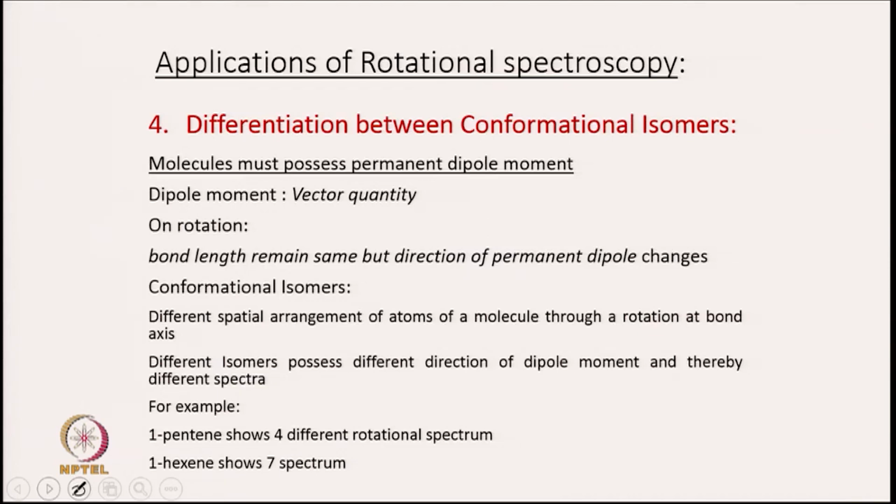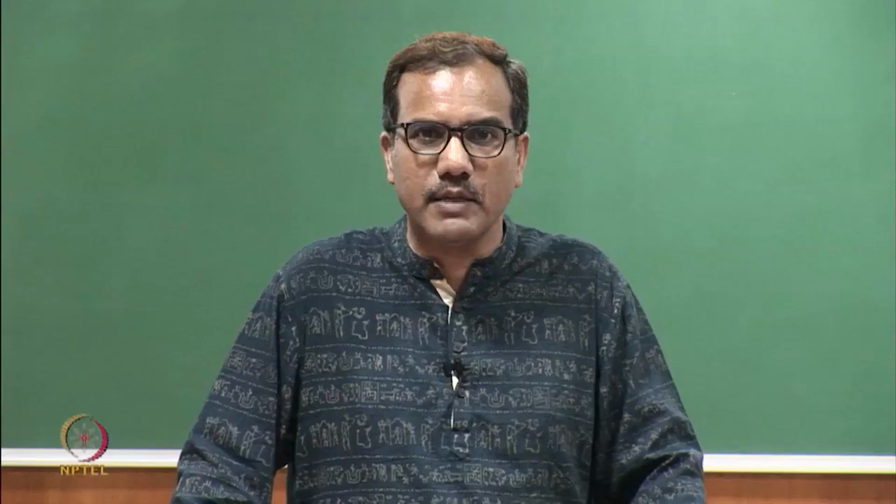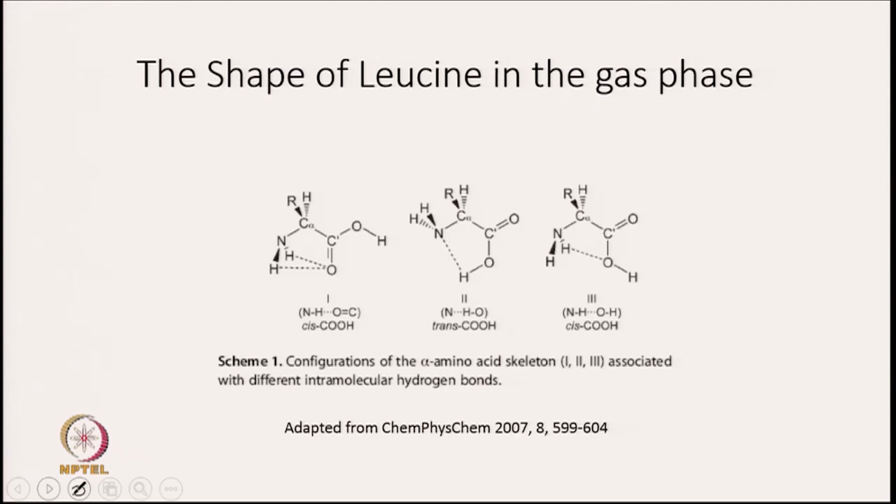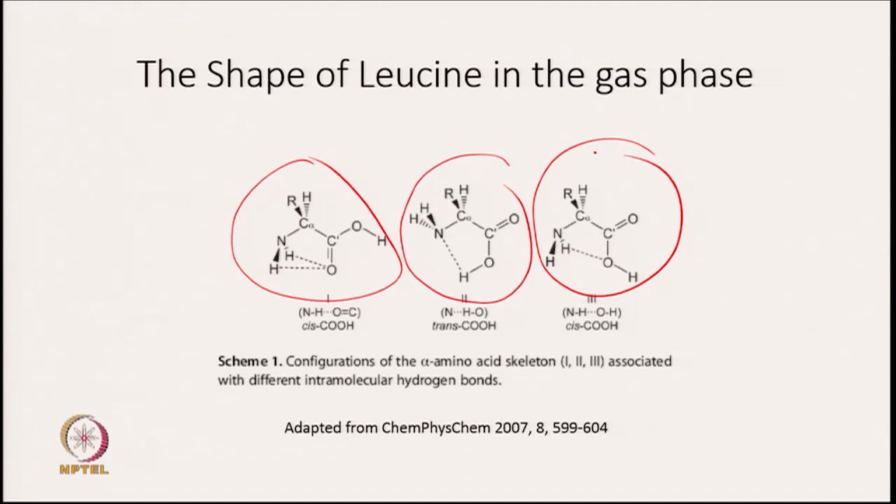So, everything is the same, the only thing different is your dipole moment, and so we can know from rotational spectroscopy which conformational isomer exists. I will discuss one paper, the shape of leucine seen in the gas phase. This is the skeleton of alpha amino acids, and based on different intramolecular hydrogen bonds, 3 conformations have been considered, 1, 2 and 3.